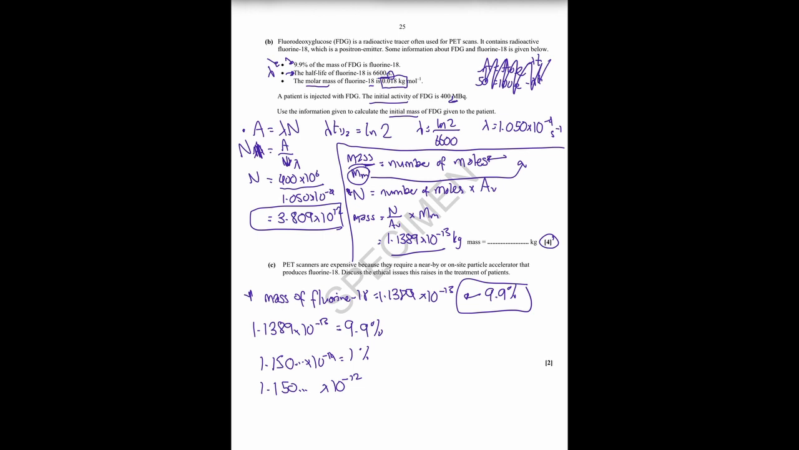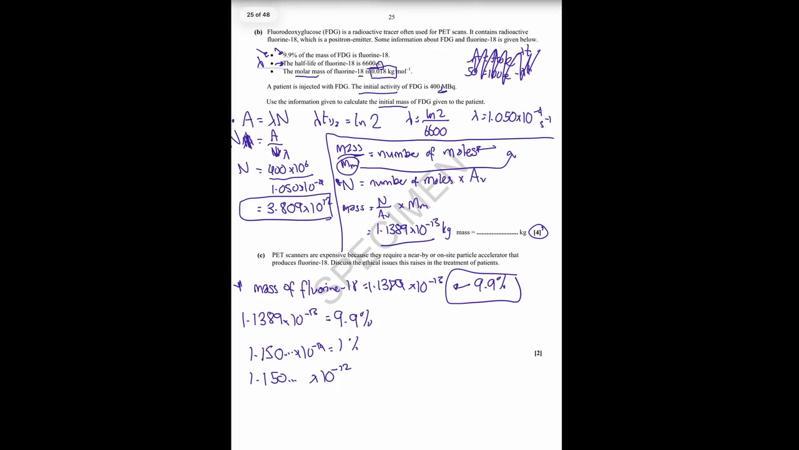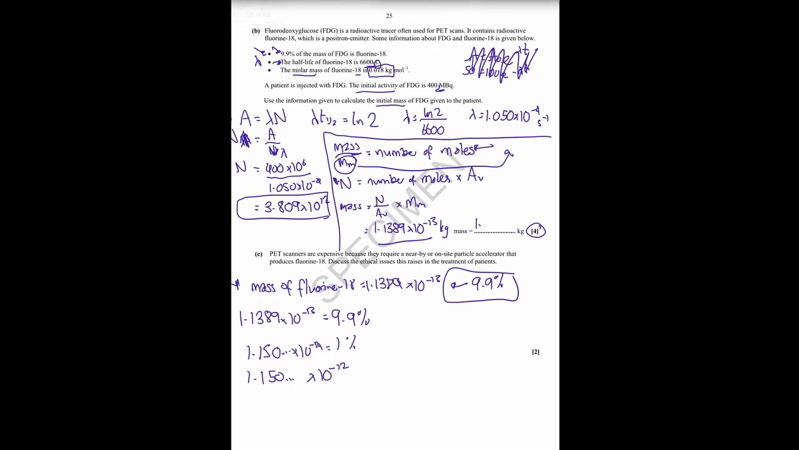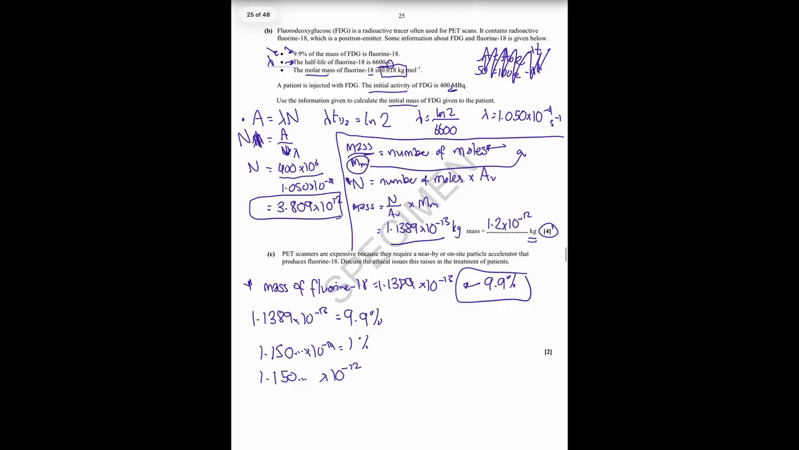And now I am going to round this to how many significant figures? It'll be 2 significant figures, everything else is 2. So that is going to be 1.2 times 10 to the minus 12, and that's in kilograms. So I'm happy that that's right now. Okay, I'm going to rub all of this stuff out, so I've got space to do part C.